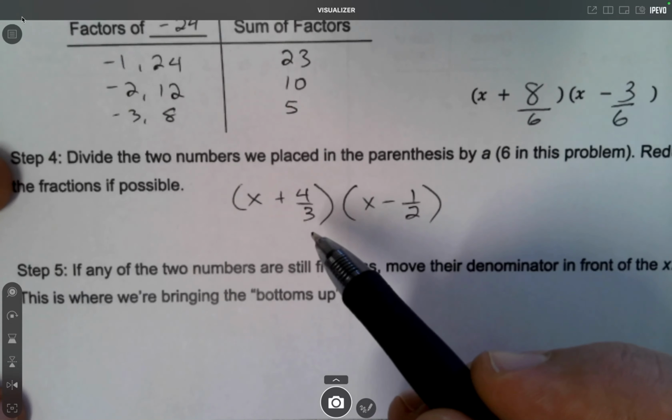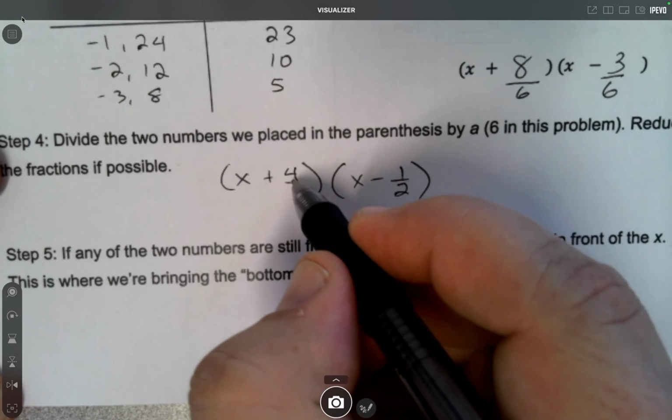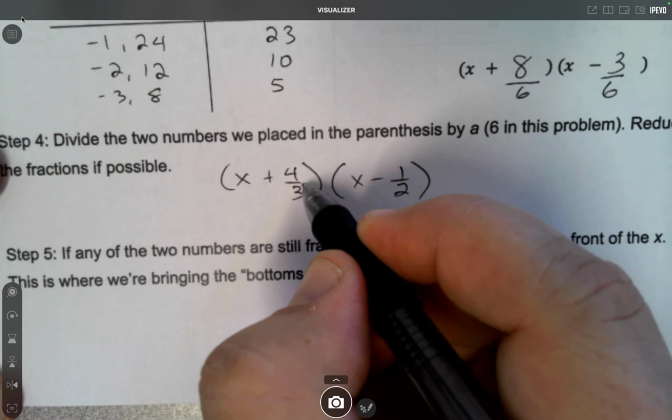But when it reduces to a fraction, this is why it gets the term bottoms up. Because what we do next is we bring the bottom up. So that becomes 3x plus 4. And that becomes 2x minus 1.